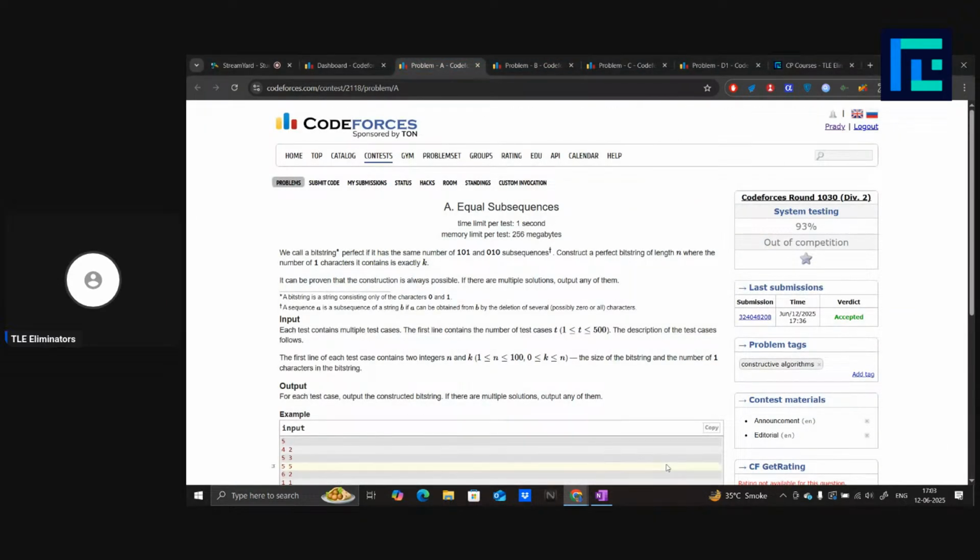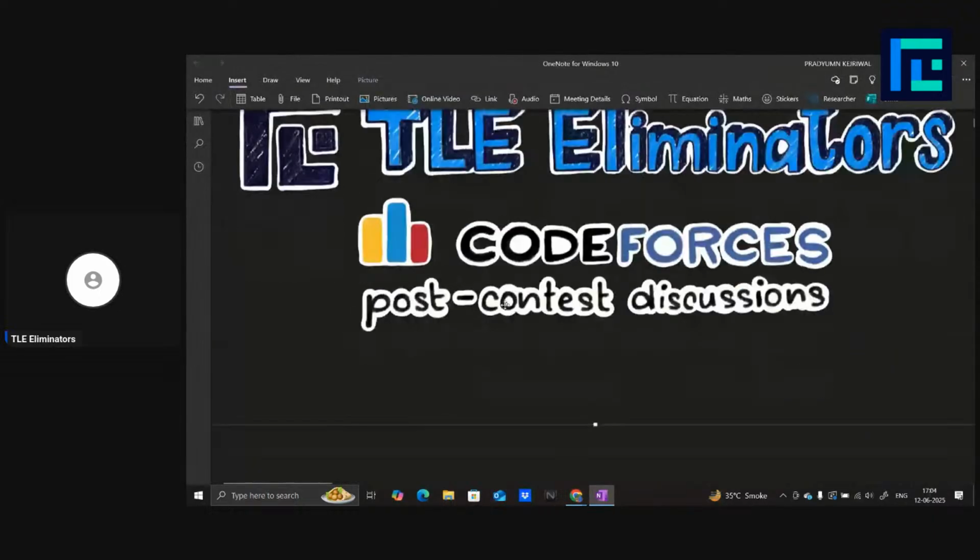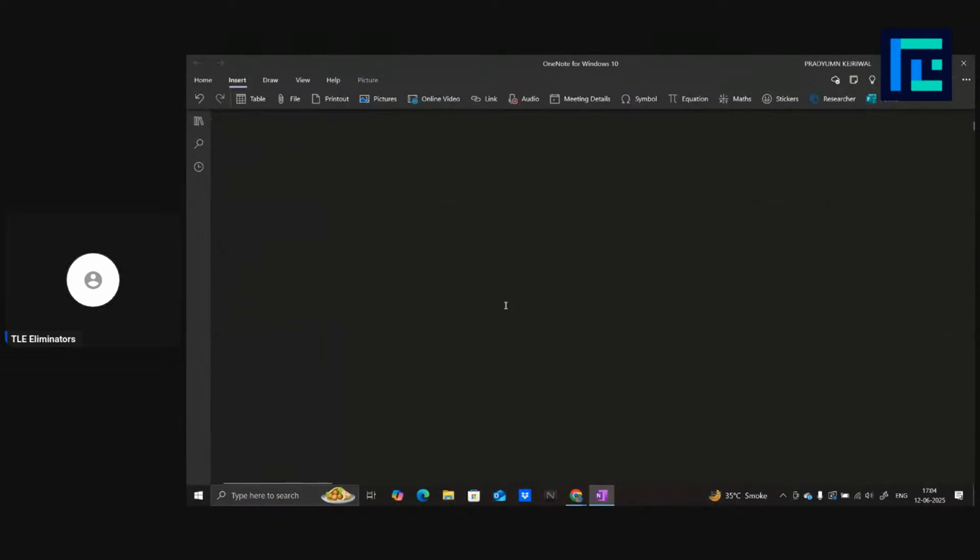So yeah, today's first problem was this one: equal subsequences. We call a bit string perfect if it has the same number of 101 and 010 subsequences. Construct a perfect string of length n where the number of 1 characters it contains is exactly k. The problem is very simple to state.